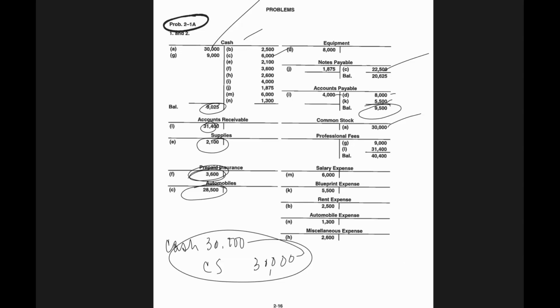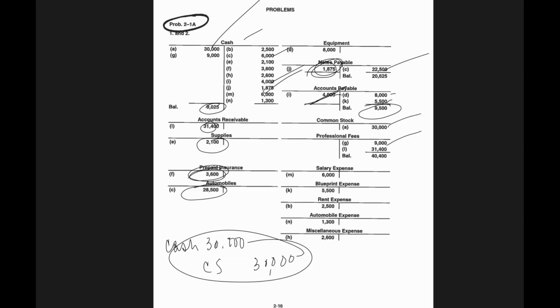Letter G, received cash from clients on plans delivered. So letter G, you're going to debit cash for $9,000 and you're going to credit some kind of revenue for $9,000. Paid cash for miscellaneous expense, debit miscellaneous expense, credit cash. Paid cash to creditors on account, $4,000. So here we go, we credit $4,000 to cash, but there's a debit to accounts payable for $4,000. It's reducing accounts payable. Paid an installment on the notes payable, $1,875. Credit cash for $1,875. However, the notes payable is also going to go down by $1,875.